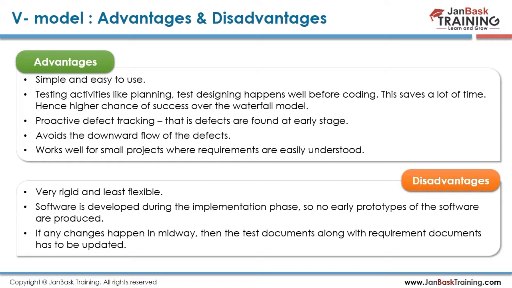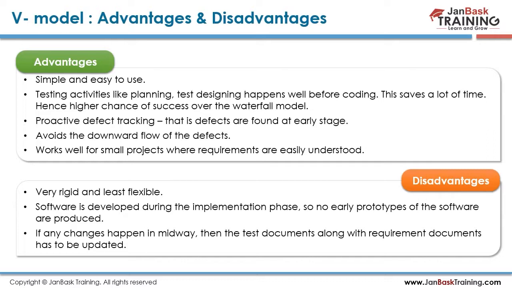So in this model, since you're seeing it's going downwards, whenever the bugs or the defects are coming in, we are finding them early in the stages. So fewer bugs at the implementation phase. It works well for small projects where the requirements are easily understood. Where the requirements are very clear, we use such models. Very rigid and least flexible.